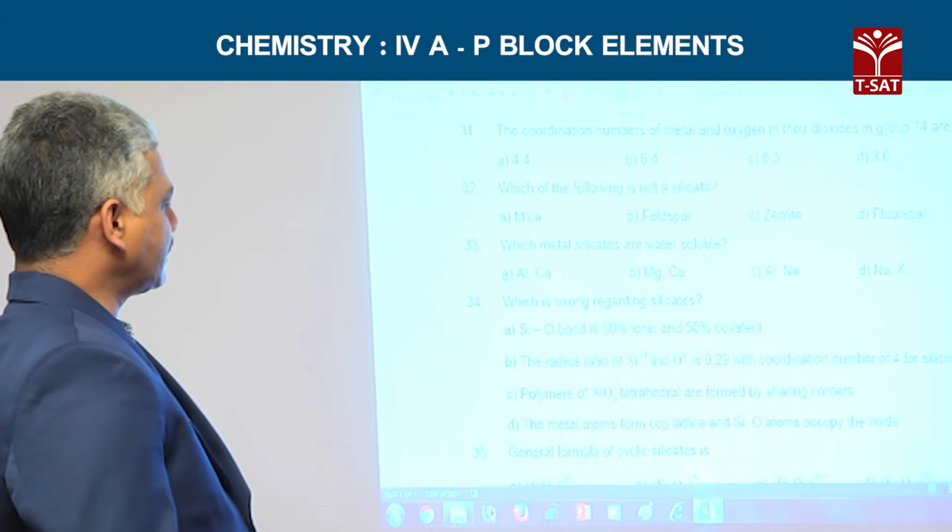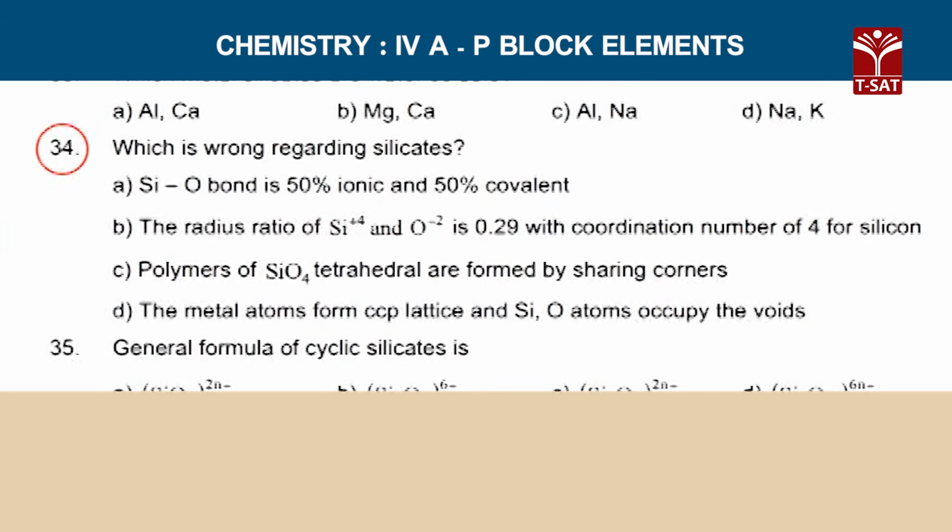34th question. Which is wrong regarding silicates? Given options are: silicon oxygen bond is 50% ionic and 50% covalent; the radius ratio of silicon +4 and O-2 is 0.29 with a coordination number of 4 for silicon; polymers of silicate tetrahedra are formed by sharing corners; the metal atoms form CCP lattice and silicon oxygen atoms occupy the voids. The correct answer is D. The metal atoms form CCP lattice and silicon oxygen atoms occupy the voids.